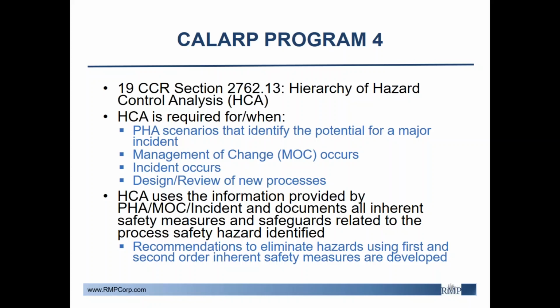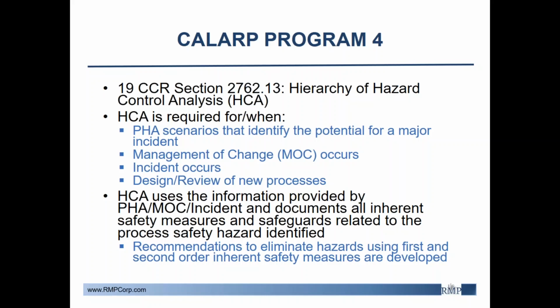A hierarchy of hazard control analysis, or HCA, is required to be performed for all PHA scenarios that identify the potential for a major incident, whenever you have an MOC, whenever an incident occurs at your facility, or during the design or review of new processes. This HCA can be performed in conjunction with the PHA schedule, and the HCA uses information provided by the PHA, MOC or incident, namely the process safety hazards that are identified by these studies, to identify, analyze, and document all inherent safety measures and safeguards in an iterative manner to reduce each hazard to the greatest extent feasible.